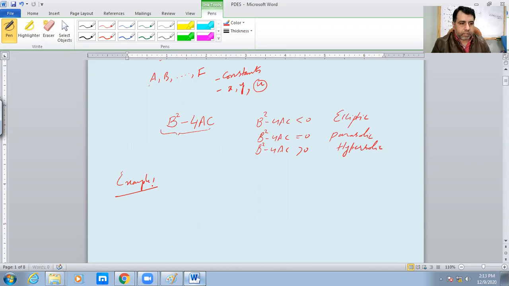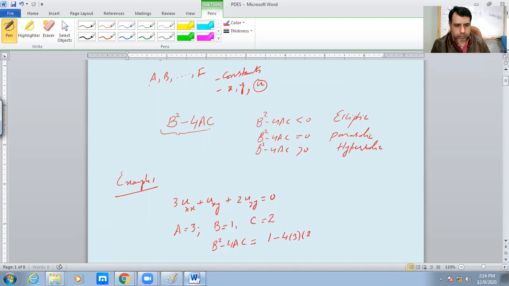So in the first example we consider coefficients that are constants. For example, 3 times uxx plus uxy plus 2uyy equals 0. If you compare this with the general form, we can write a is 3, the coefficient of the mixed partial derivative is 1, and the value of c is 2. Compute the discriminant b square minus 4ac, and you would see this is going to be negative. So the equation is elliptic.